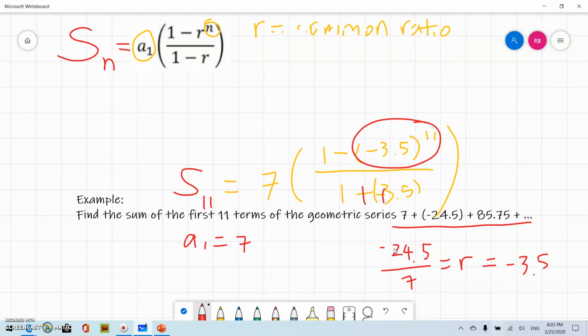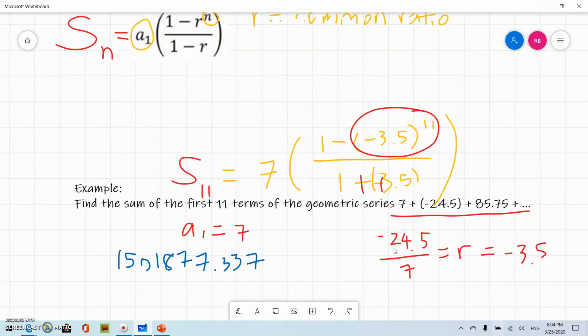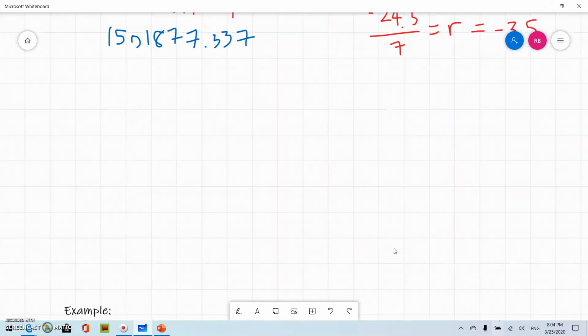So the answer I'm getting is very big. You might want to check my calculation because I don't know if this is actually correct. It seems very, very big. Okay, so that's what I got. I actually just did 1 minus negative 3.5 to the power of 11 first, and then I did 1 minus negative 3.5, and then I multiplied that by 7. So that's how I got that answer. I didn't type it all in at the same time because I was afraid I would make a mistake.